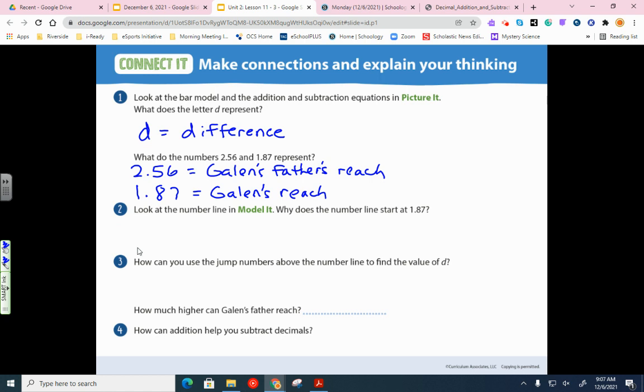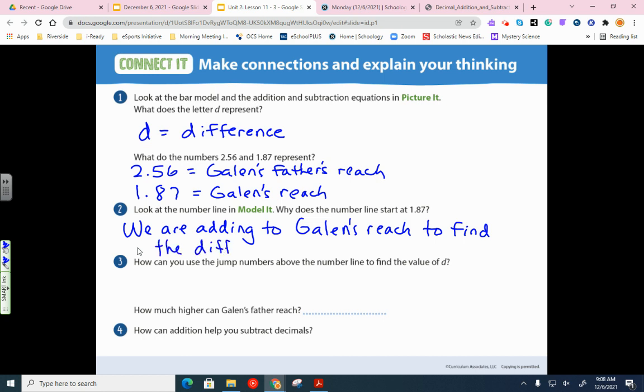Why does the number line start at 1 and 87 hundredths? We are adding to Galen's height, or Galen's reach, excuse me, to find the difference. Because we want to keep adding until we reach the dad's reach. But you always start with your smaller number if you're using a number line.